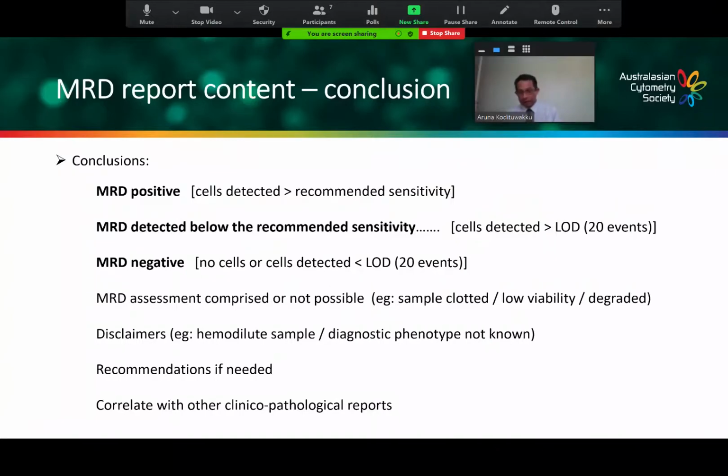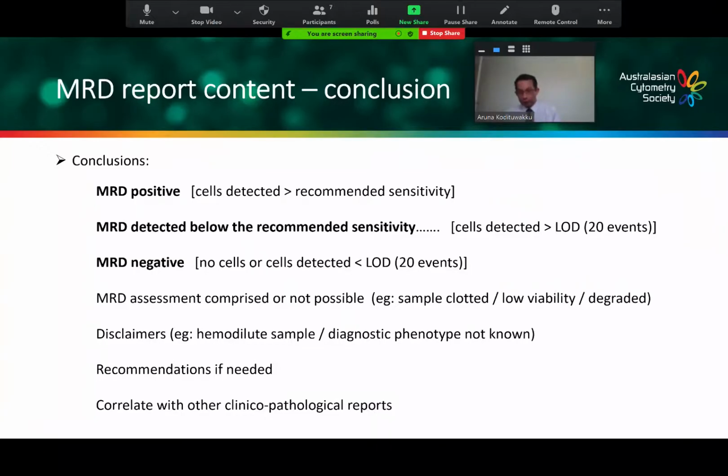And it is always better to keep in mind that it is recommended to acquire more than the minimum number of cells to achieve a better limit of detection. If the MRD cells are detected above the recommended sensitivity, we could say MRD positive. If the MRD cells are detected below the recommended sensitivity, but above the limit of detection, that is more than 20 cells, it should be mentioned as MRD cells detected below the recommended sensitivity.